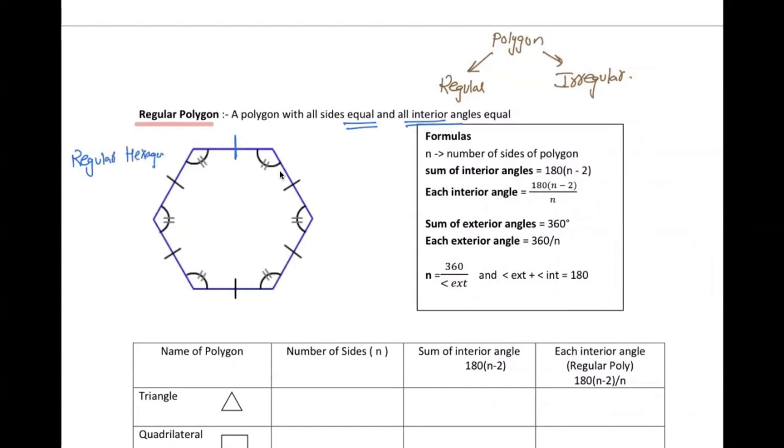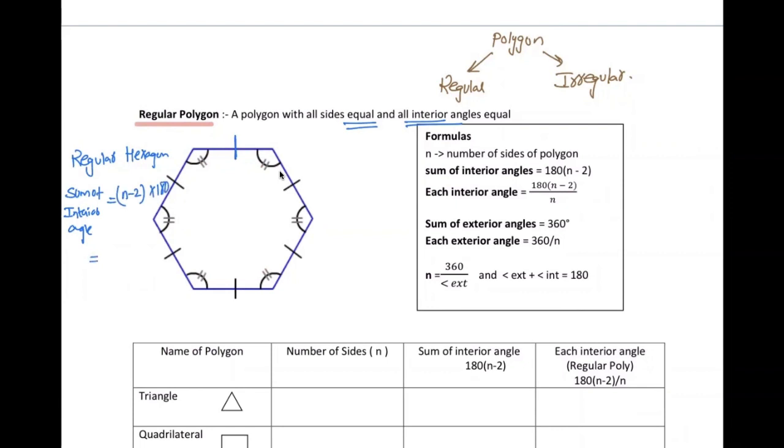That means that all the sides of a regular hexagon are equal in length and all the interior angles are equal. Can anyone work out the sum of all the interior angles of a hexagon? What is going to be the sum of interior angles of a hexagon? What was the formula? The formula for finding the sum of the interior angles, meaning the sum of all these angles, is n minus 2 times 180.